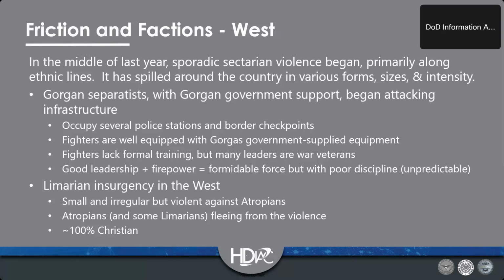So the Ethiopian government is really struggling with these folks that are coming across the border or that are internal. And then the Lemurian insurgency in the West, very small but irregular and violent against the Ethiopians. So Ethiopians that live in that area are fleeing, but then also some Lemurians who don't want any part of the violence are fleeing, and again, they're primarily Christian.